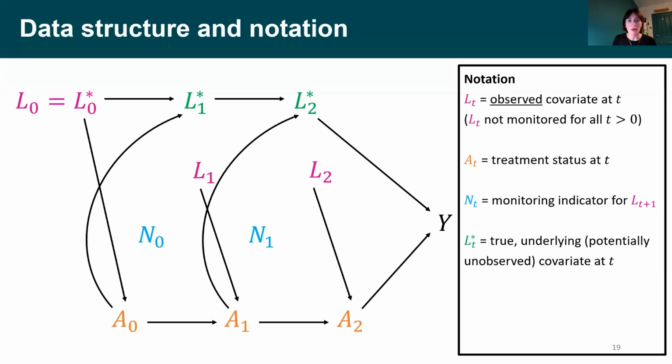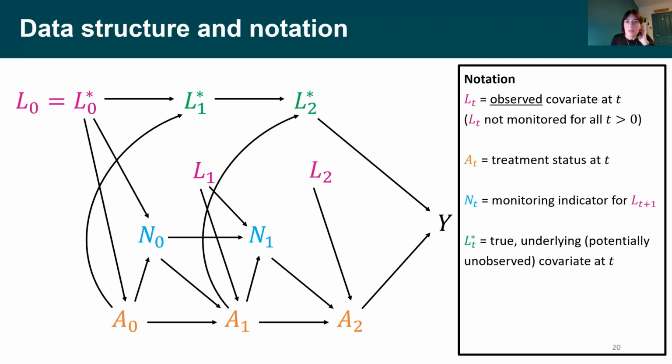However, we assume that the covariate can only affect treatment decisions when it's observed. So there are no direct arrows from L star to A, only from L to A. This is because any treating clinicians or doctors can only make decisions about patients' treatment based on variables that have been monitored and therefore observed in the data. Similarly, N can be affected by the observed covariate L, as well as the treatment and past monitoring decisions. And in turn, N can also impact future monitoring and treatment decisions.